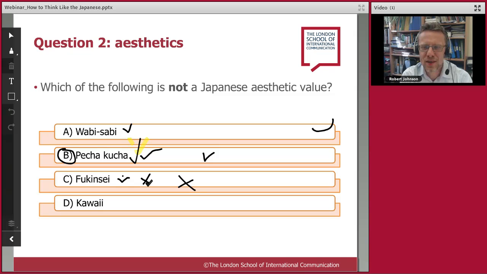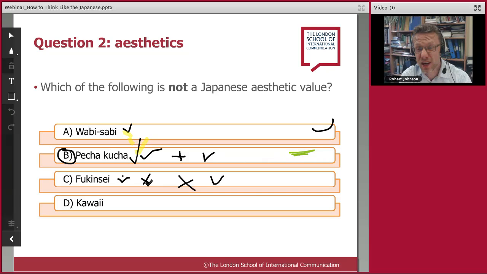Great. So aesthetics, often the way that we see the Japanese is as a spiritual sort of people, the beauty of the Zen approach, Zen Buddhism, a very pure approach to living. So we often see this. It seems that many of you are split between Pechakucha and Fukinsei. So I'm going to reveal the answer now. Pechakucha is not a Japanese aesthetic value, as many of you realized.